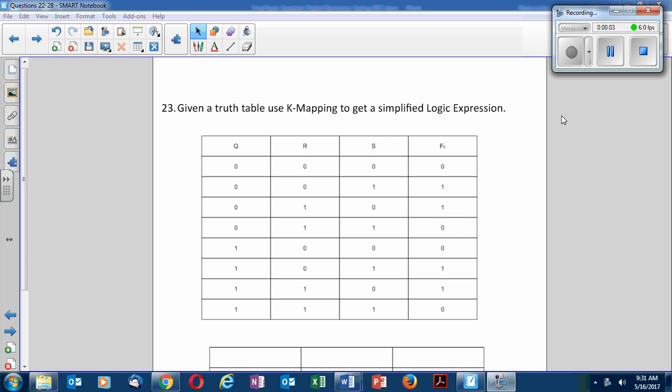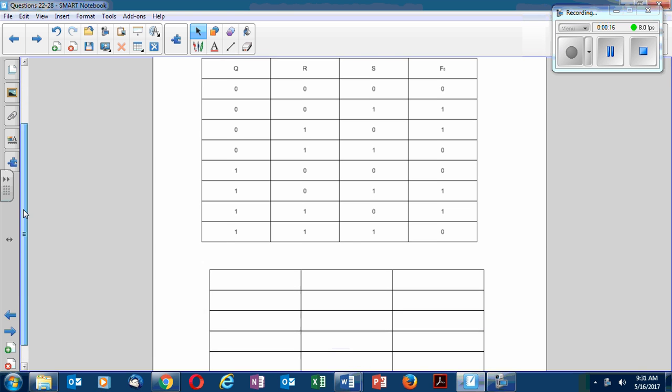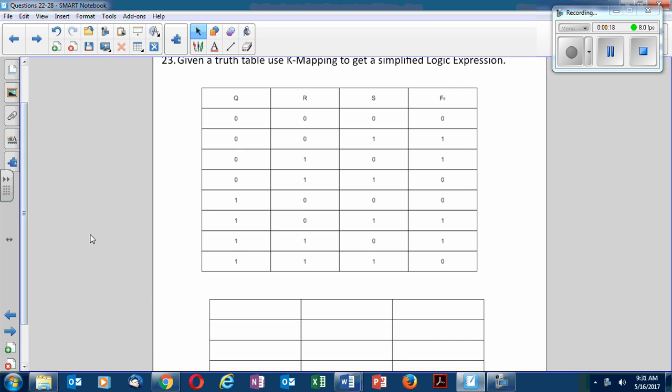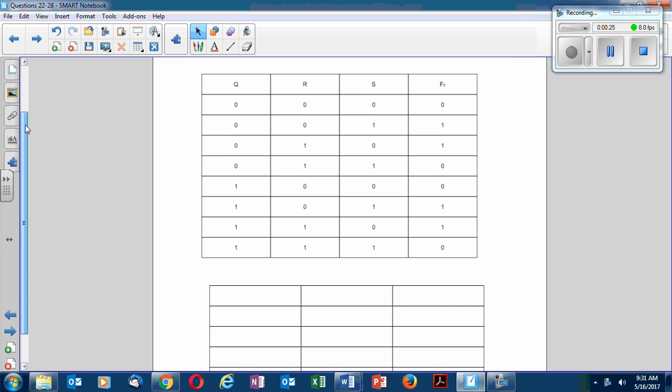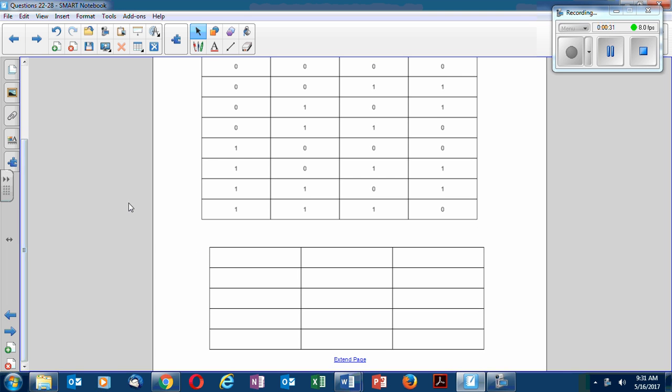Question number 23. Given a truth table, use K-mapping to get simplified logic expression. The first thing we need to do when we do a K-map is name our columns. I have a 3-input truth table, so my K-map is going to have exactly 8 fields because I'm mapping out the outputs. That means a 2x4 table.